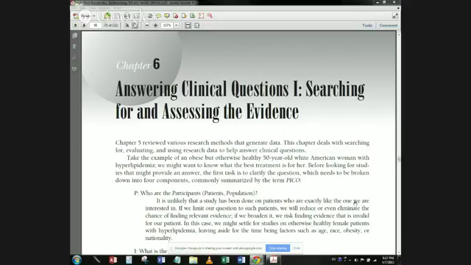Patients, population. It is unlikely that a study has been done on patients who are exactly like the one we are interested in. If we limit our questions to such patients, we will reduce or even eliminate the chance of finding relevant evidence. If we broaden it, we risk finding evidence that is invalid for our patient. In this case, we might settle for studies on otherwise healthy female patients with hyperlipidemia, leaving aside for the time being factors such as age, race, obesity, or nationality.